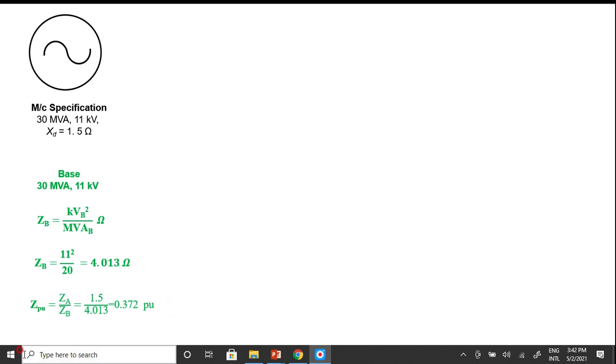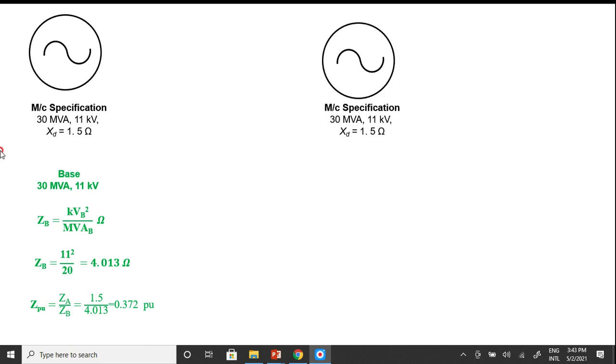Means if we choose the base quantity as 30 MVA, 11 kV, that is the specification of the machine itself, as the base quantity, then 0.372 per unit is the per unit value of the reactance that I am getting.